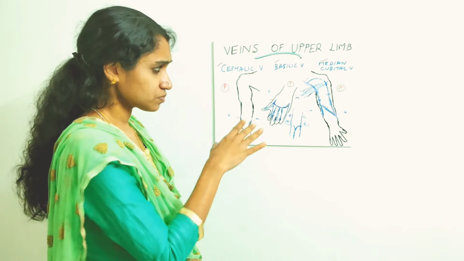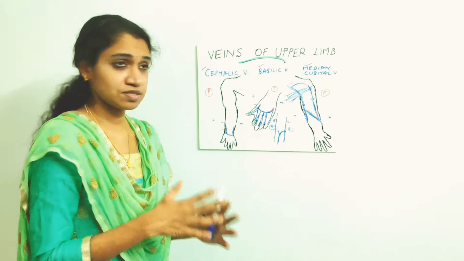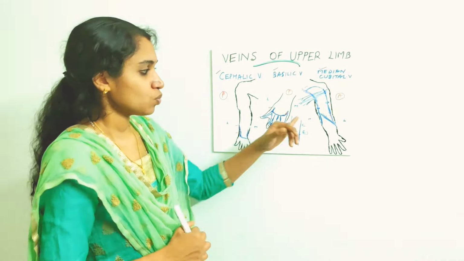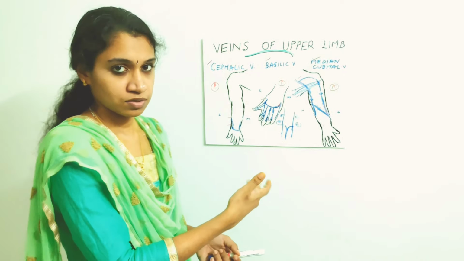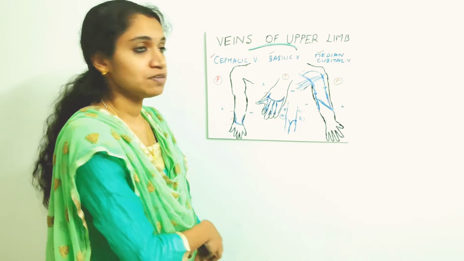Just considering its tributaries, one tributary we have already seen. This is nothing but the medial cubital vein. We know it is joining the basilic vein. So as I have told earlier, it is connecting the cephalic and basilic vein. Another tributary is the median vein of forearm. I will be discussing that median vein of forearm soon.